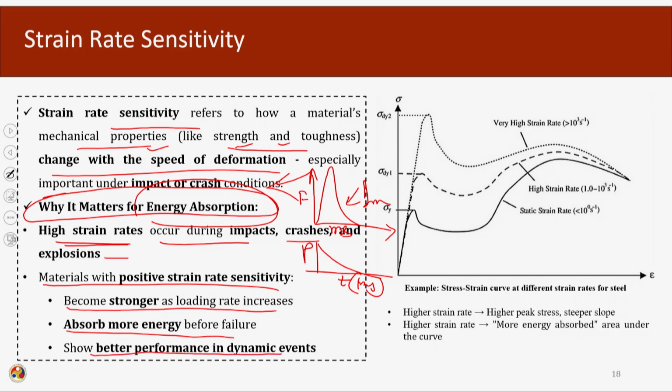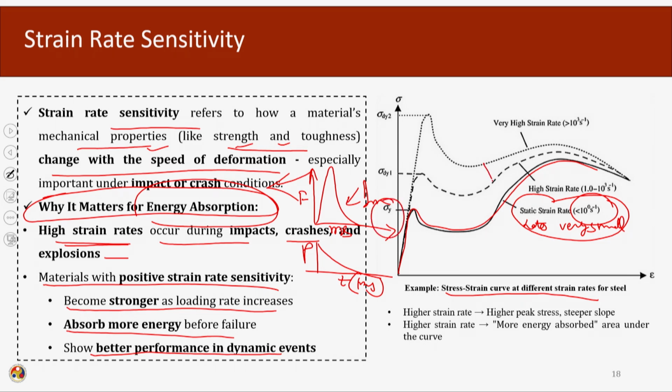Let us look at the typical stress strain curve at different strain rates. Here we are considering the static strain rate, meaning the rate of loading is very small, so we can consider this a static event. In the static event, this is the typical stress strain curve, and this value is known as the yield stress.